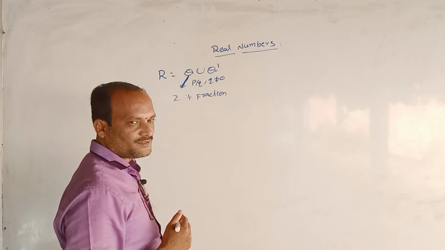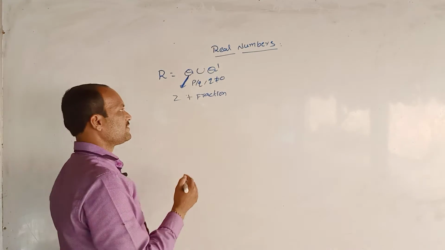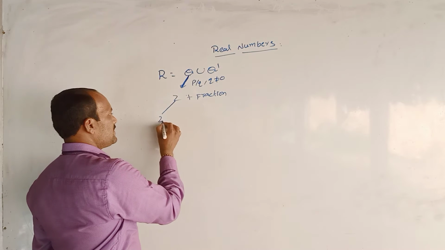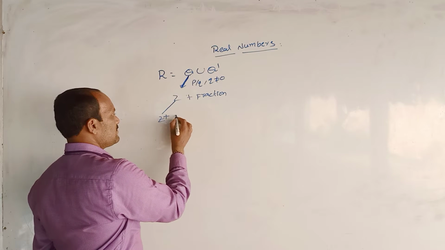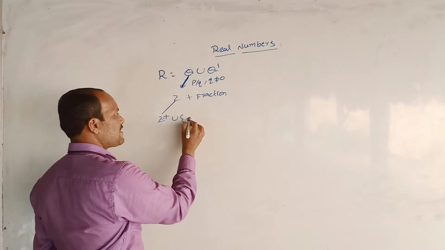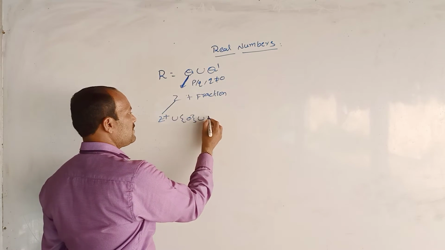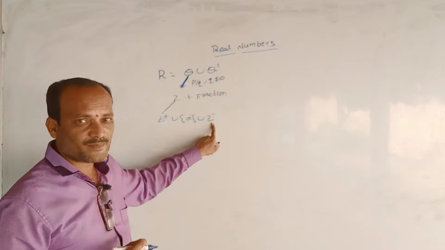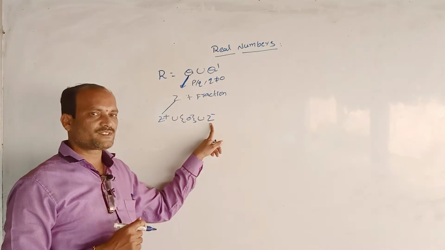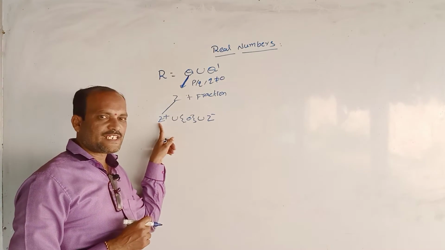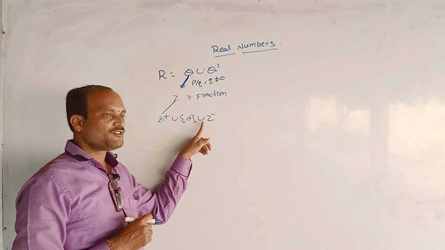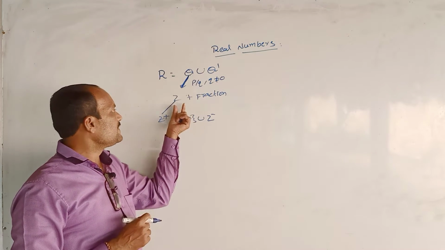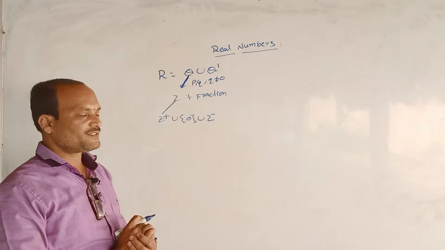Z means integers. How do we make the integers? This is Z plus, union the set of 0, union Z minus. Z minus means negative integers. Negative integers, positive integers and 0 are called integers.